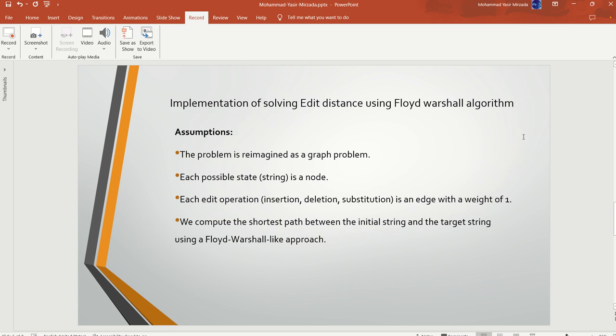So here is how to implement edit distance using the Floyd Warshall algorithm. We have to assume that the problem is reimagined as a graph problem. Each possible state or string is a node. Each edit operation like insertion, deletion, substitution is an edge with a weight of 1. We compute the shortest path between the initial string and the target string using a Floyd Warshall-like approach.